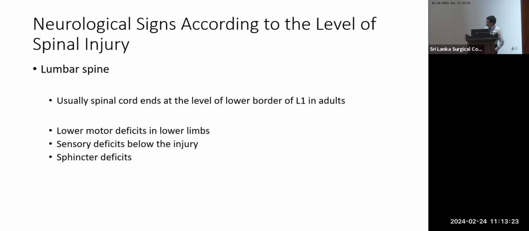Lumbar spine, because usually the spinal cord ends by the lower end of L1 in adults, usually what will happen is they will have lower motor deficits in the limbs, sensory deficits below the injury, and sphincter deficits.